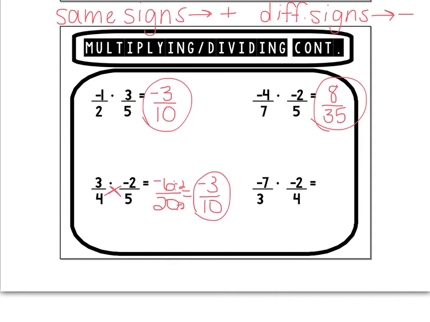The next one, top times top, positive and a positive, or a negative and a negative give us a positive, and then bottom times bottom gives us 12. We get 1 and 2/12, which reduces down to 1 and 1/6.